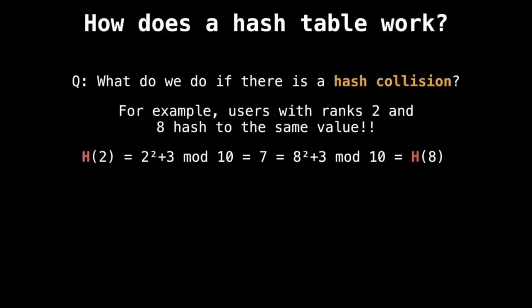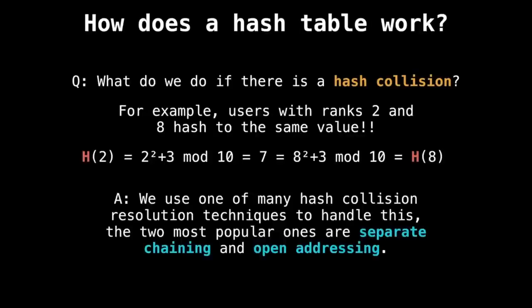However, how do we handle hash collisions? For example, users who have ranks 2 and 8 have the same value. This is problematic because we don't have another place to put them inside our table. They would index into the same position, yeah? And the answer is we use one of many hash collision resolution techniques to handle this. There are many, but the two most popular ones are separate chaining and open addressing.